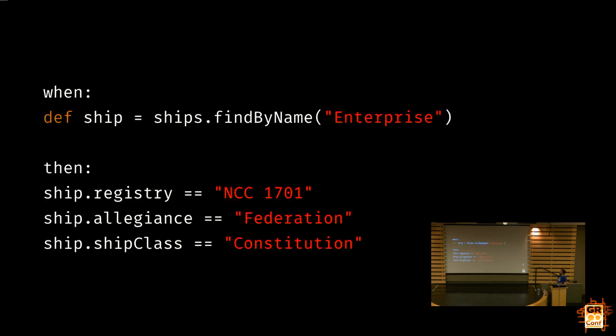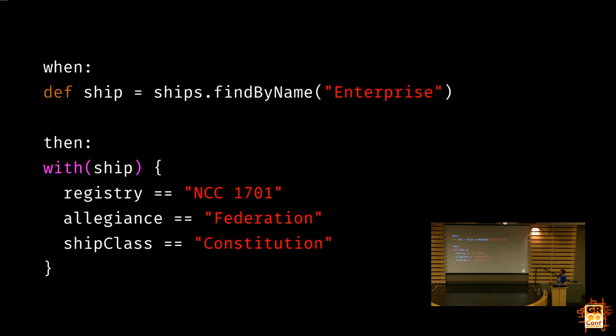Grouping assertions by target is really nice. It's a similar kind of readability, DRYness thing. So here we're finding some spaceships, and we're saying, right, ship.registry.allegiance.class should equal these things. We can group these using Spock's with method. What that does is say that any Boolean operation inside of this closure, using that as the delegate, is treated as an assertion. This is very nice.